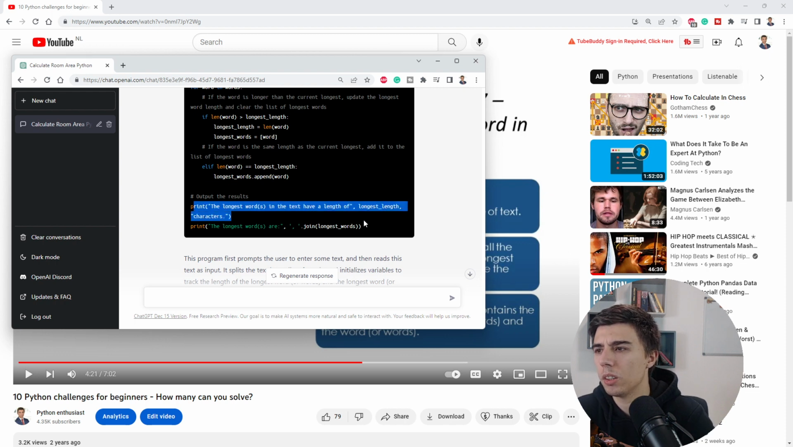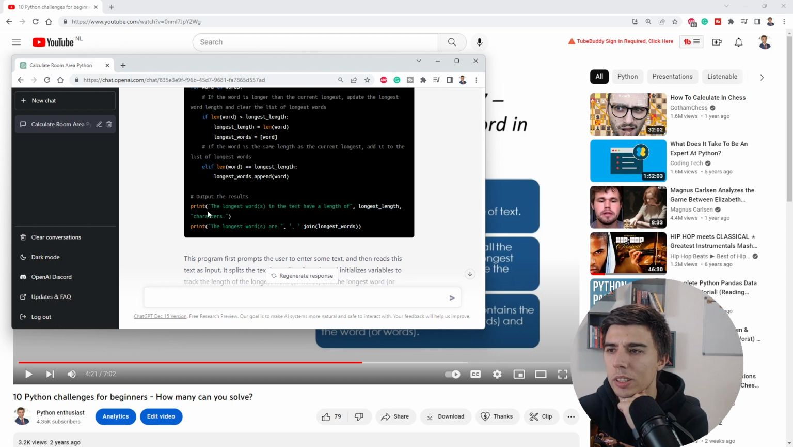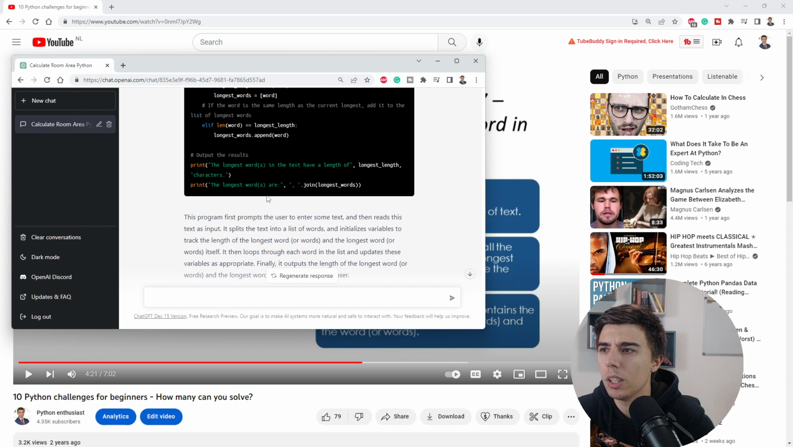Okay, and here, of course, it has one sentence that has an S in brackets, if we have one or two. Also, I think it would be much, much better, even with a simple if statement: if there's one longest word, then print this sentence in singular form, so there's word. And if there's more than one, then we have words.